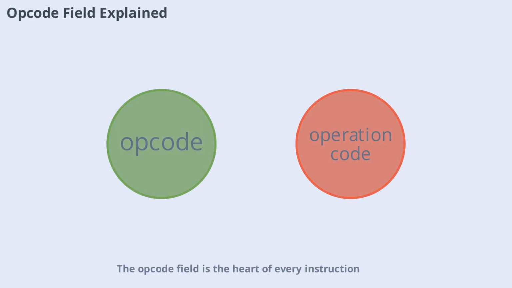The opcode field is the heart of every instruction. It tells the CPU what operation to perform, such as addition, subtraction, or data movement. The size of the opcode field determines how many unique operations the instruction set can support. A larger opcode field allows for more instructions, but reduces the space available for other fields.